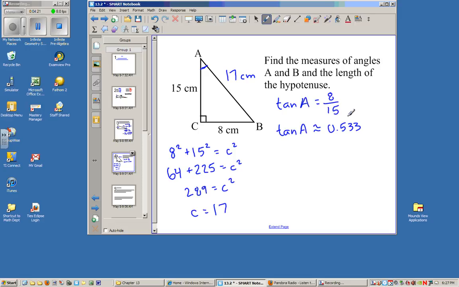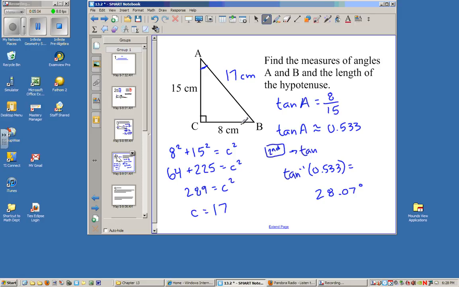Okay? Now, to figure out what this A value is, we have to use our calculators. We're going to find that second button, the yellow button on our calculator if we have a TI-83. We push second, and then tangent, the tangent inverse button, where it's got the little -1 power there. If we type in tangent inverse of 0.533, we're going to get our angle. For angle A, we get 28.07 degrees.